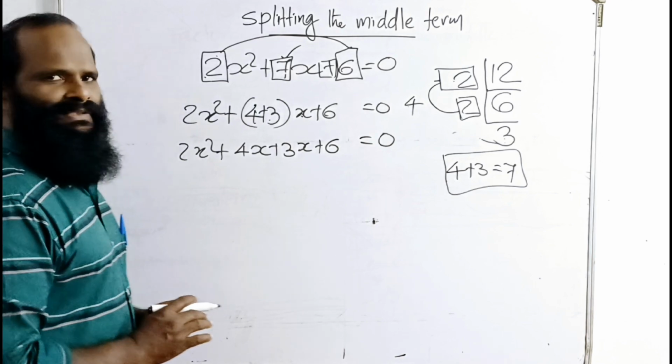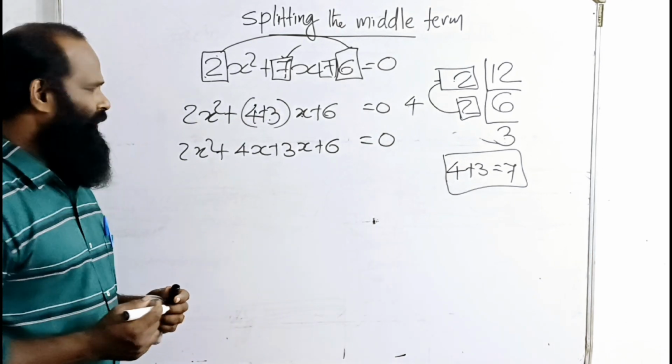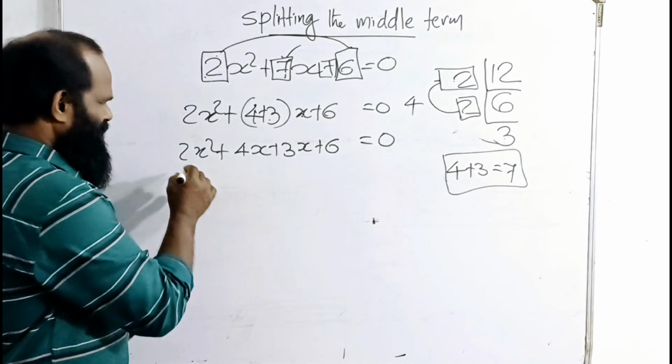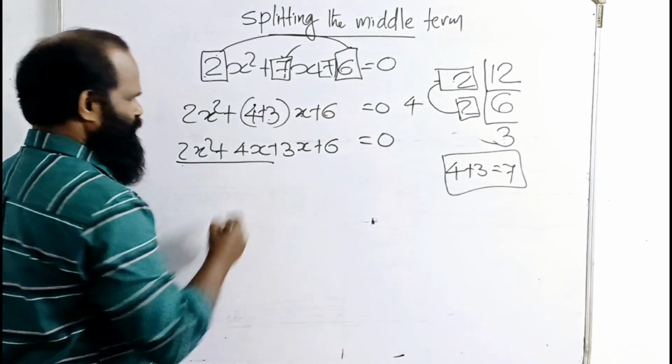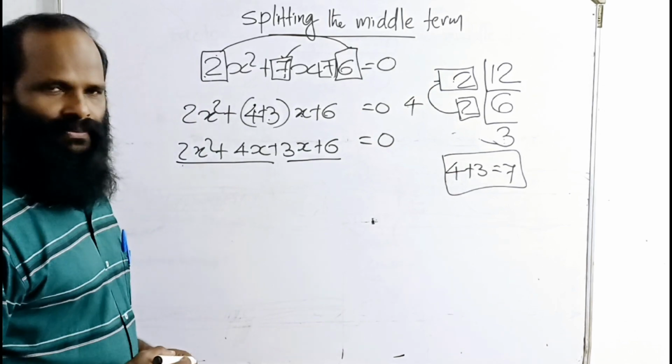Now the things are the same as the previous solution. How did we do this? We have got 1, 2, 3, 4 terms. Consider the first two terms in one group, the last two numbers in second group.